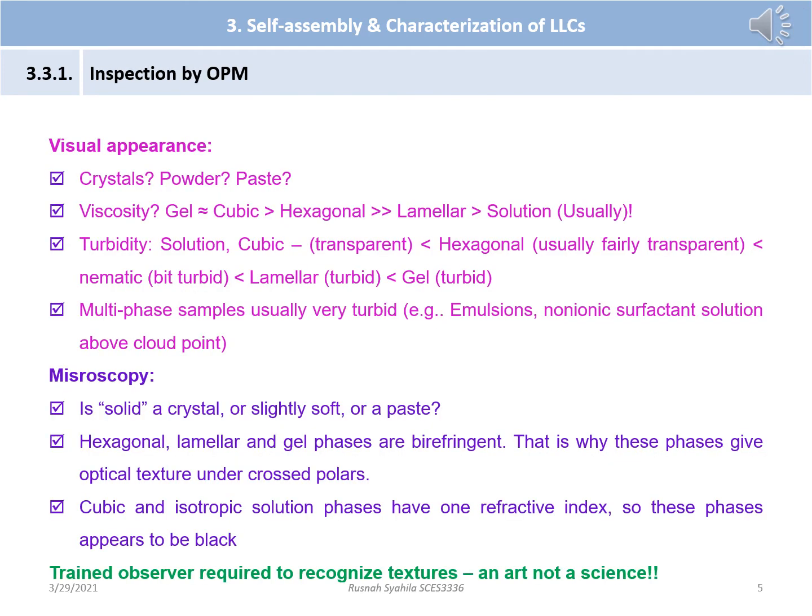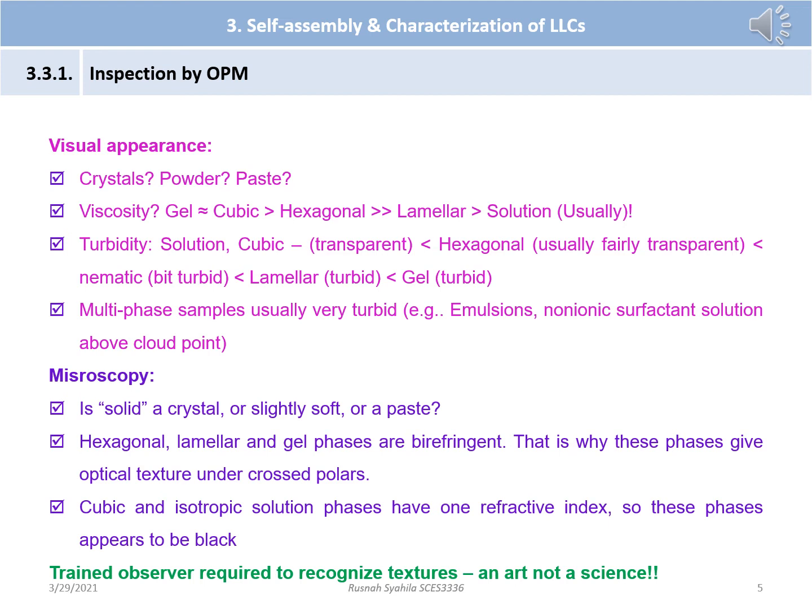Liquid crystalline phase inspection by optical polarizing microscope. Before we use OPM to identify the phase, we can get some information about our sample before we check under the microscope. By looking at the visual appearance, we can see if the sample is in crystals, powder, or paste. If the sample appears to be paste, what about the viscosity?